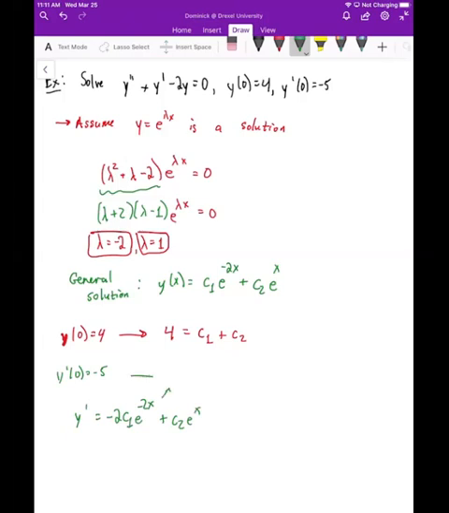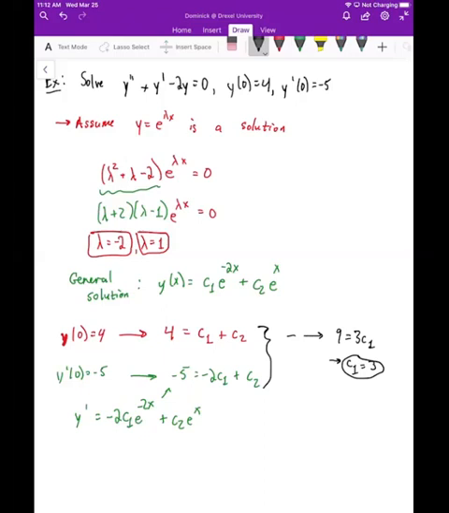So now if we combine this with our initial condition and plug in, we're going to get that -5 is equal to -2 C1, and then plus C2. So now we can solve this system. For example, if we subtract the second from the first, then we'll get 9 is equal to 3 C1, which of course means that C1 is equal to 3.